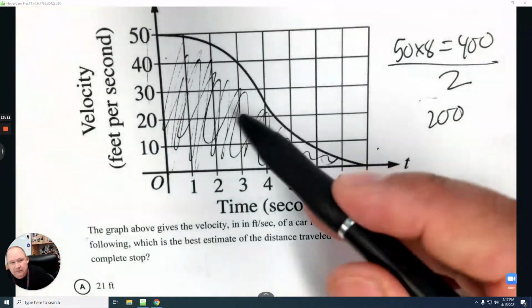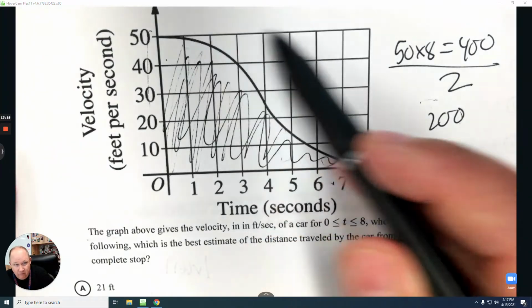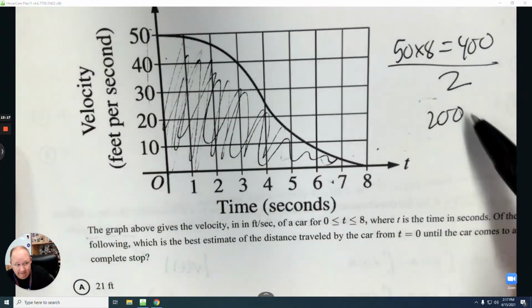There weren't any obvious geometric shapes. You can make rectangles and triangles and kind of estimate, but I think in this situation, take the whole rectangle, divide it in half, and that gives you a good answer.